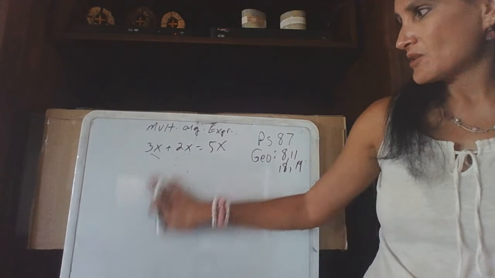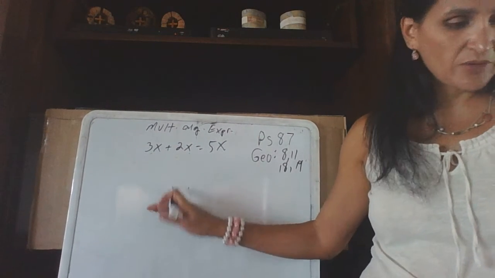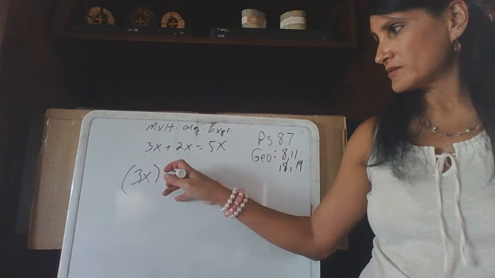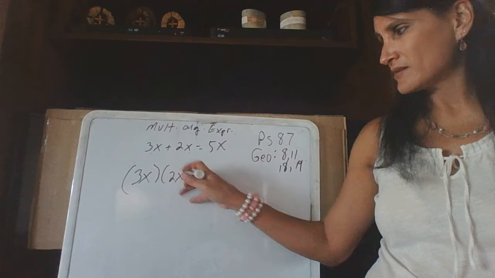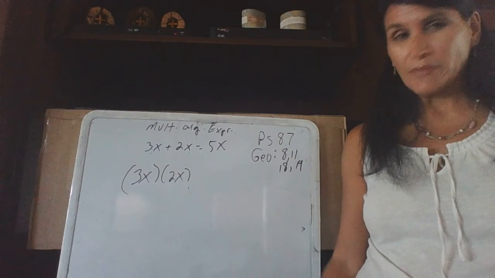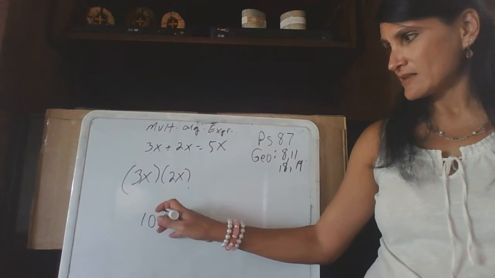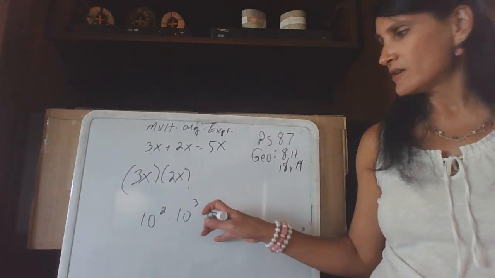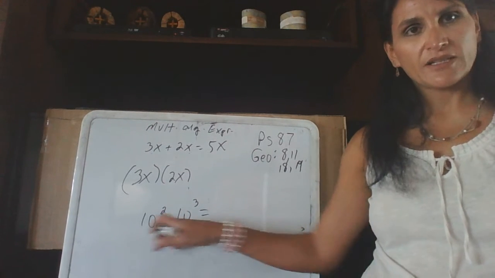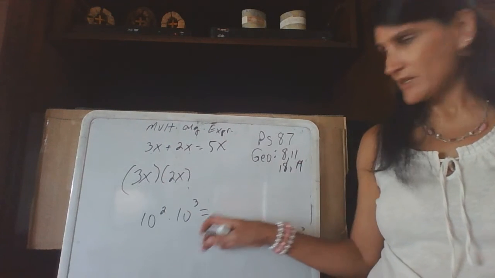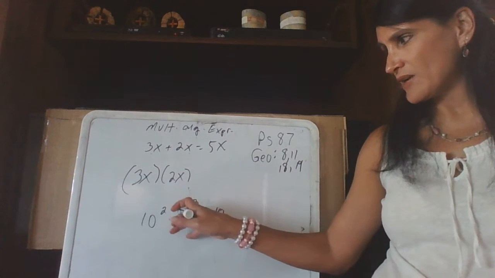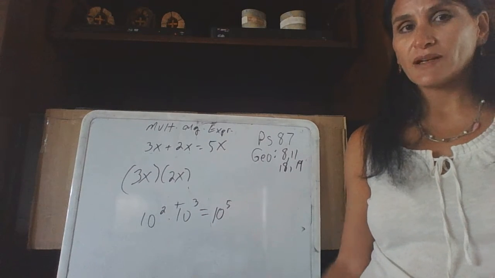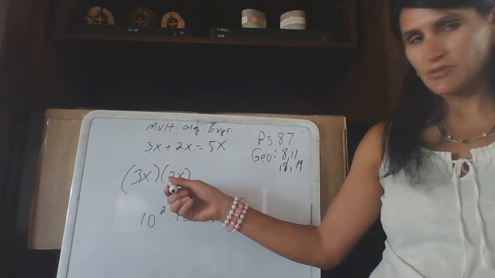Okay, so that differs from algebraic multiplication in this. If I wrote down 3x and 2x, the rules are different. Remember, if you have a base that is the same, like 10 to the third and 10 squared, what do you do to get your answer? That's right, you leave the base as 10 and then you add the 2 and the 3 and you get 10 to the fifth. And any rule that applies to a number also applies to a variable.